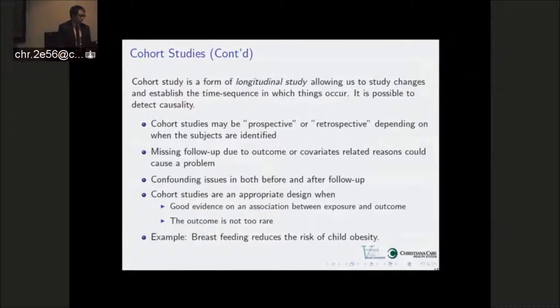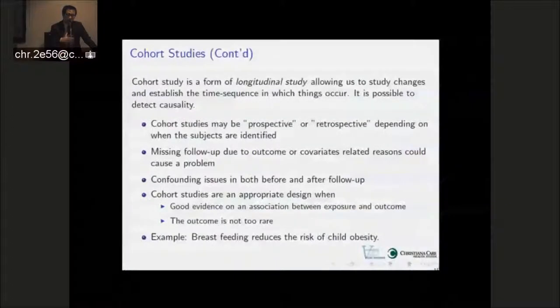But the cohort study also has some of its own properties. First, the cohort study may be either prospective or retrospective. It depends on when subjects are identified. We can collect the patients first and then follow them up to find what outcome we have. Or we can collect patients who already have some outcomes and retrospectively look at how the patients had been exposed.